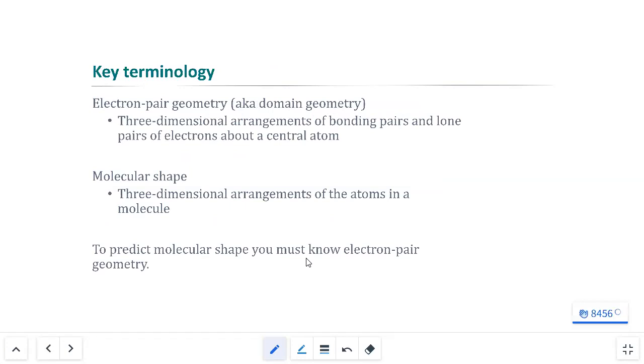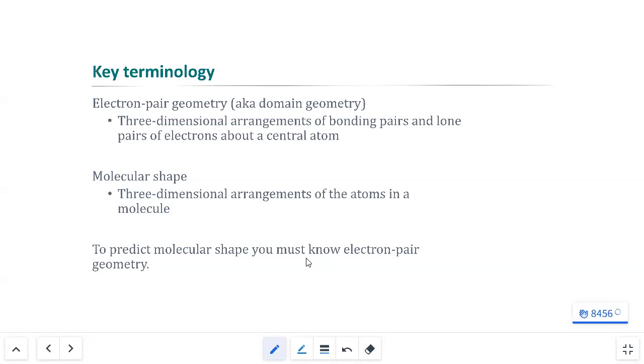To use the theory, we have to establish a couple of key terms. So you'll hear the term either electron pair geometry or domain geometry used in this unit. What that is referring to is the three-dimensional arrangement of the molecule, assuming all of the electron groups are the same, meaning they all have the same amount of repulsion, they all have the same amount of, for lack of a better term, weight.